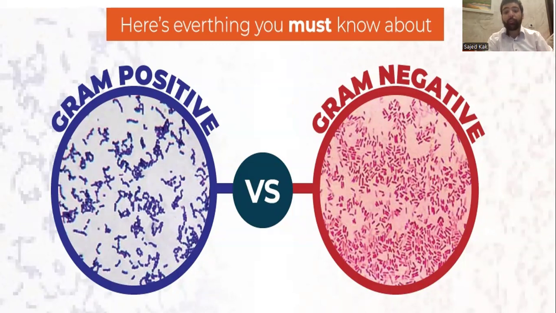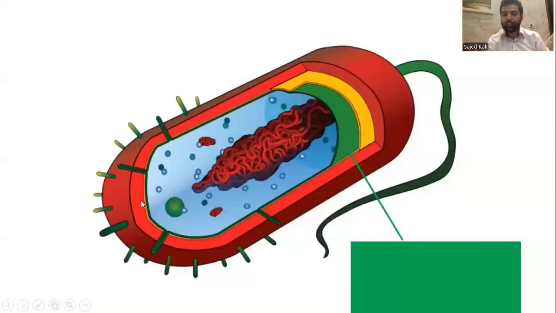Today I will talk about the difference between gram-positive and gram-negative bacteria. Look at this picture. This is a typical bacteria. A bacteria is a prokaryotic cell, which is an ancient cell. The term prokaryotic originates from prokaryote, which means before nucleus. Well, bacteria were found 3 billion years ago.